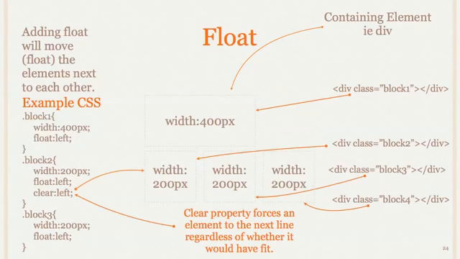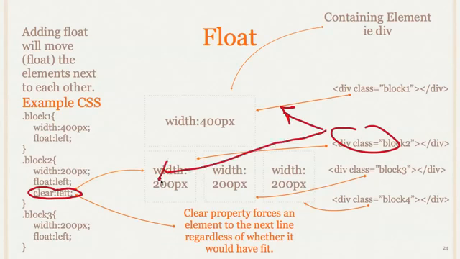Now, the other thing you can do with floats is you can force the next element to go to a new line, essentially, by using the clear property. So in this case, clear left has been applied to block 2, which is here. So instead of being where it normally would be, which is right there, because it's been cleared, it moves down to the next line. And so that's what clearing does.